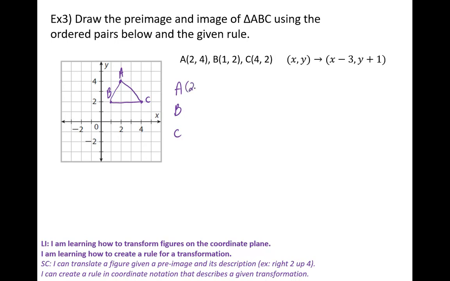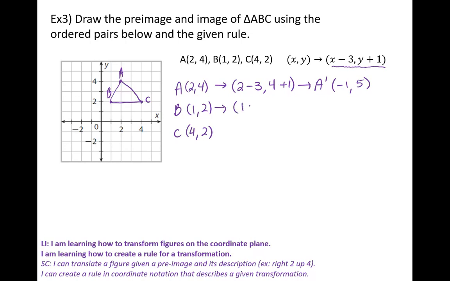Then we're going to apply the rule, kind of like we did previously. This time we don't have to figure out what the ordered pairs are. They are given to us, so that part's nice. And so now I'm going to go ahead and apply the rule. This time it says take x and subtract 3, take y and add 1. Okay, so my x is 2. I'm going to subtract 3, and then my y is 4, and I'm going to add 1. That gives me A prime at (-1, 5). And then I do it with B, same thing. My x is 1, subtract 3. My y is 2, add 1. I get B prime at (-2, 3).